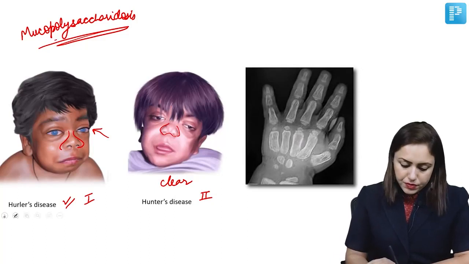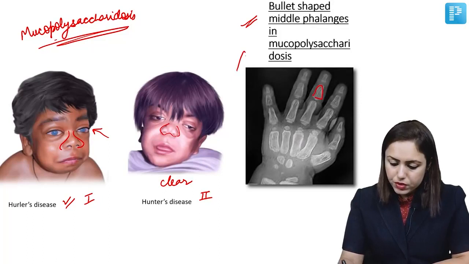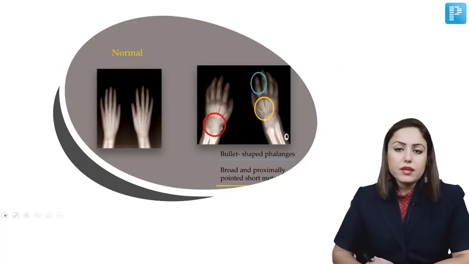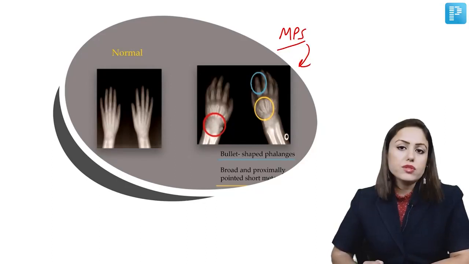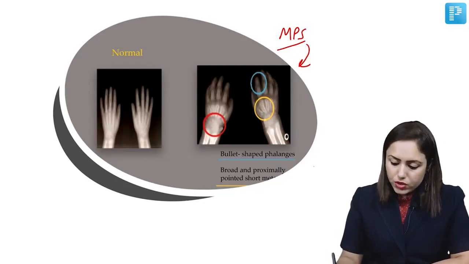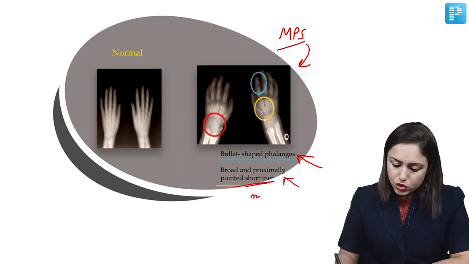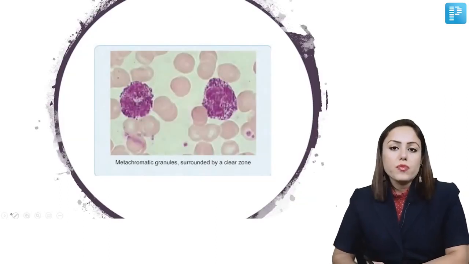And bullet shaped middle phalanges, right? Then also in mucopolysaccharidosis, some more X-ray findings. Bullet shaped phalanges we have done, broad and proximally pointed short metacarpals, right?